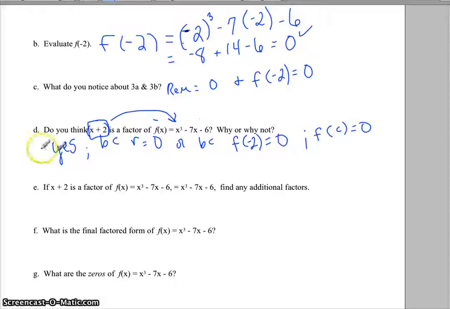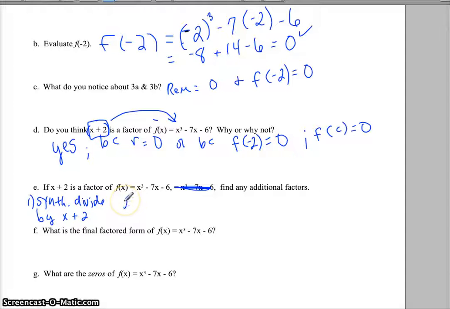So let's see. If x plus 2 is a factor of this polynomial, then find any additional factors. This was a misprint. So if x plus 2 is a factor of x cubed minus 7x minus 6, I'd like you to find any additional factors. So how do we find those additional factors? Okay, so number 1, we have to synthetically divide by x plus 2, which we've already done.